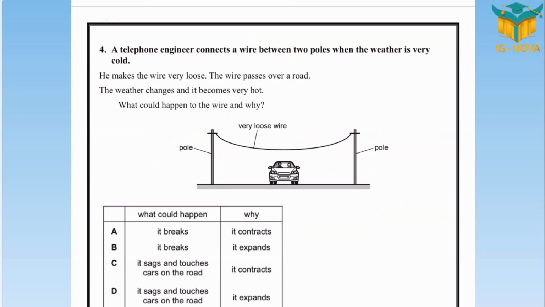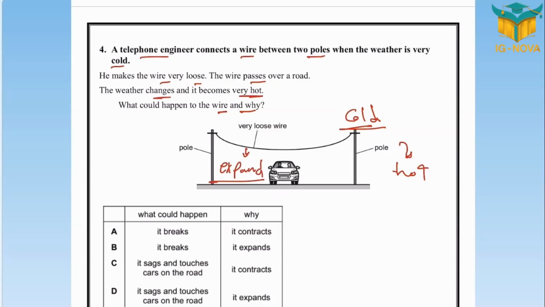Question 4. A telephone engineer connects a wire between two poles. When the weather is very cold, he makes the wire very loose. The wire passes over a road, the weather changes, and it becomes very hot. What could happen to the wire and why? So, it's very loose now and cold. When it becomes hot, what's gonna happen? If it becomes hot, it expands, and while it is very loose, it will expand more.